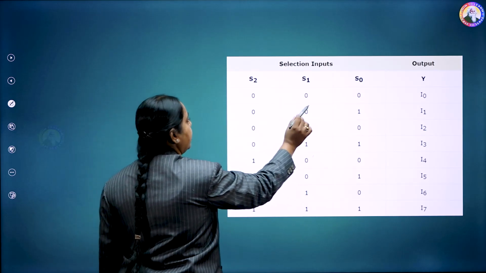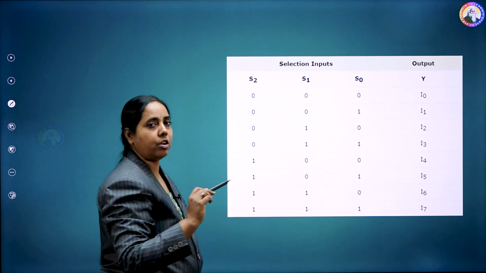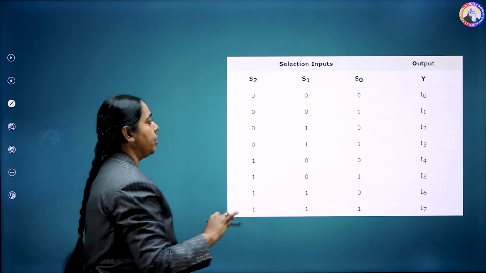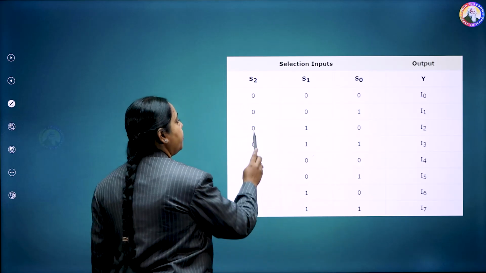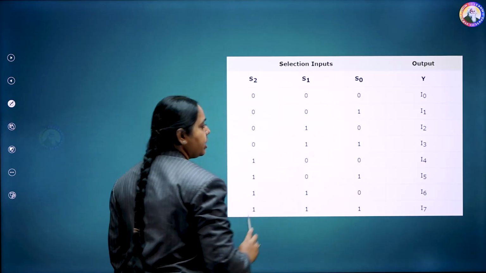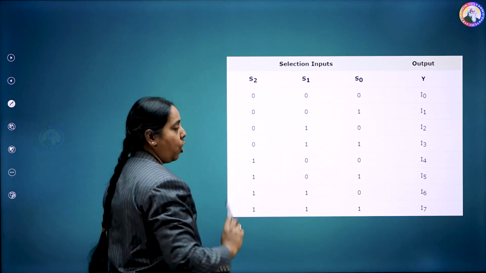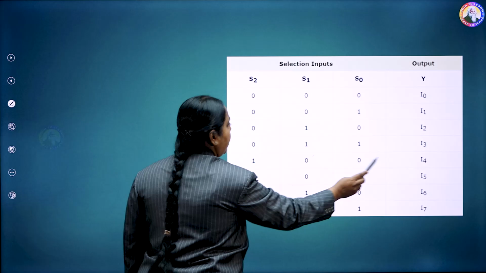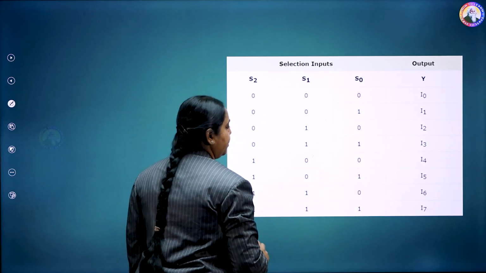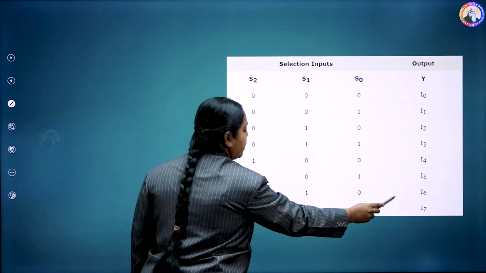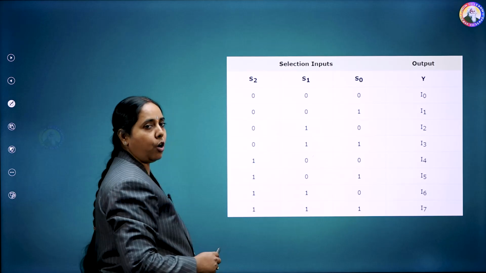So, 0, 0, 0, the first one means the first input I0 is connected to the output. 0, 0, 1, I1 is connected to the output. 0, 1, 0, I2 is connected to the output. 0, 1, 1, I3 is connected to the output. 1, 0, 0, I4 is connected to the output. 1, 0, 1, I5 is connected to the output. 1, 1, 0, I6 is connected to the output. 1, 1, 1, I7 is connected to the output.